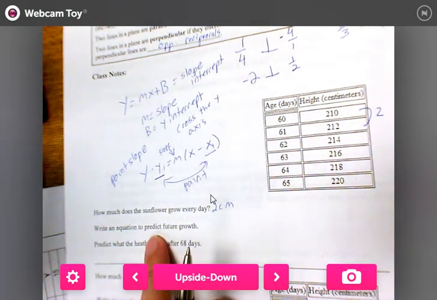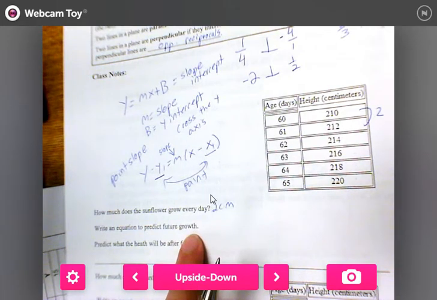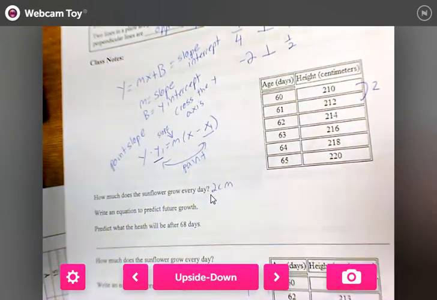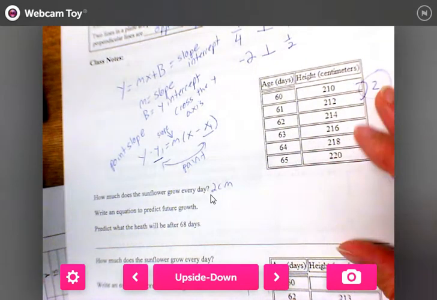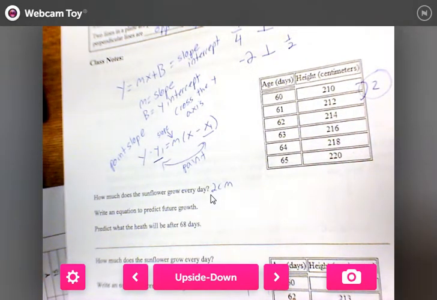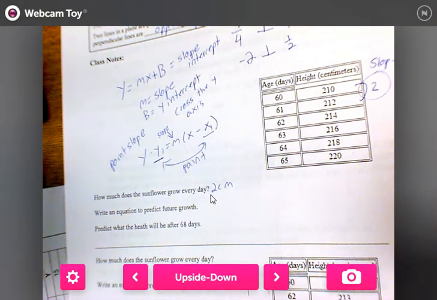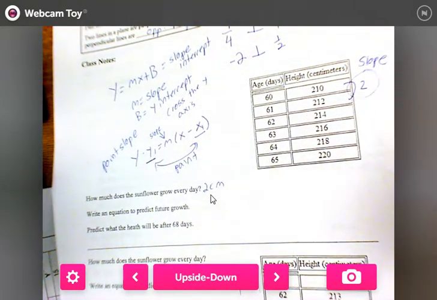Write an equation to predict future growth. So 2 is the what? Would that be the y-intercept, or do you think it would be the slope? The y-intercept is where it started. So slope is how much it increases. So this is my slope. Because in the table it goes X, Y over on the side.